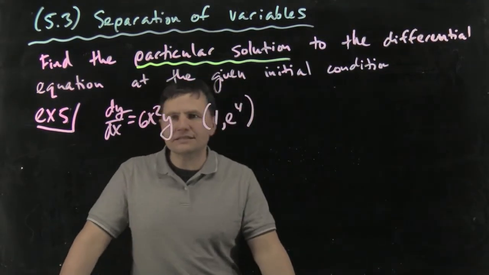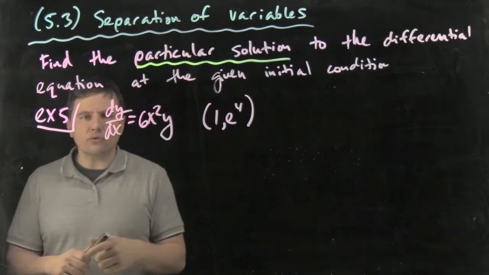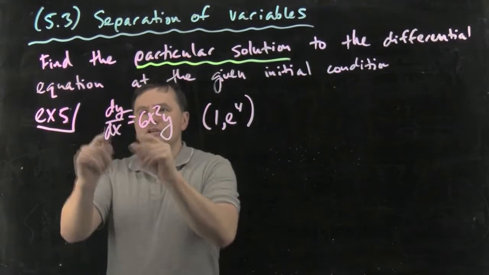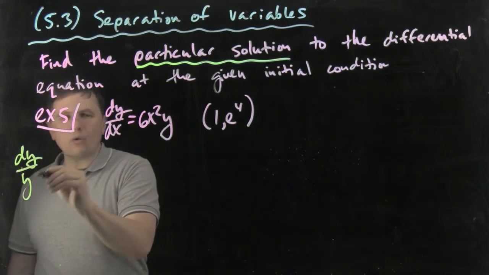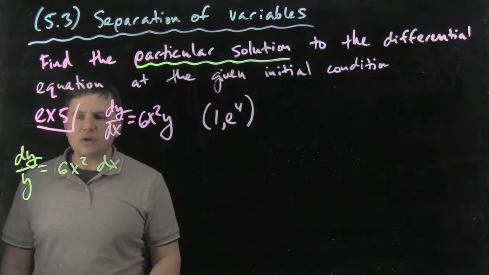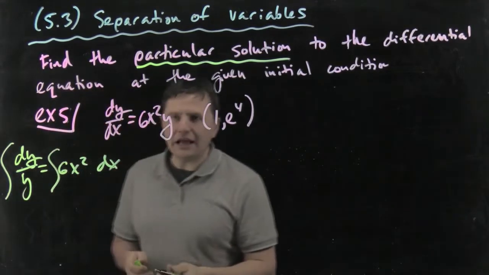Okay, last example. Let's just go ahead and start. Hopefully you've got enough repetitions that you're starting to see these patterns here. So we're going to separate the variables, divide the y on either side. So we get dy over y equals 6x squared dx. So now that I have those separated, I'll integrate both sides. Now we're going to get the ln.